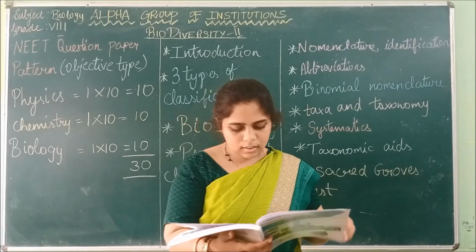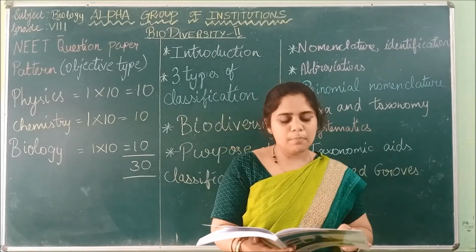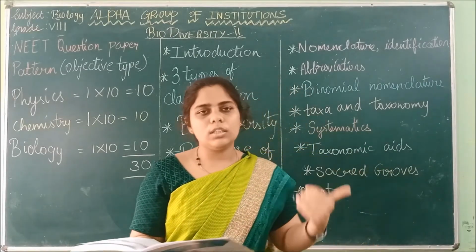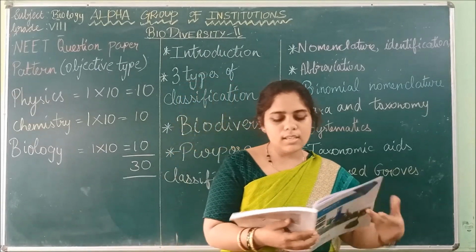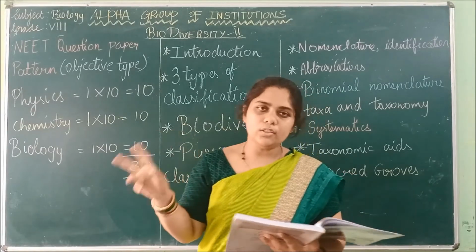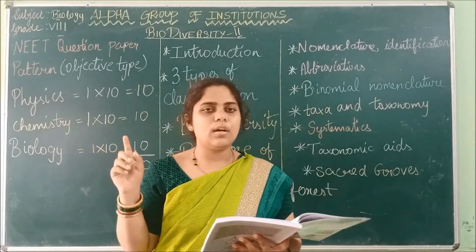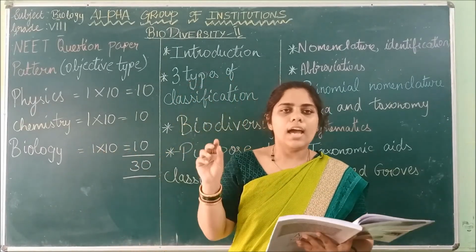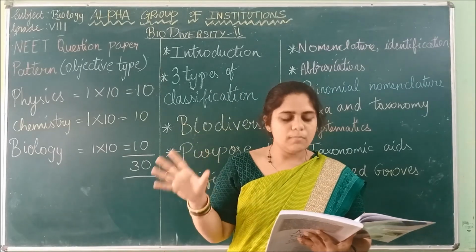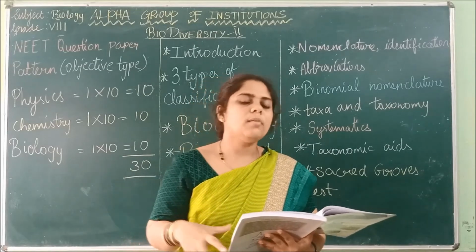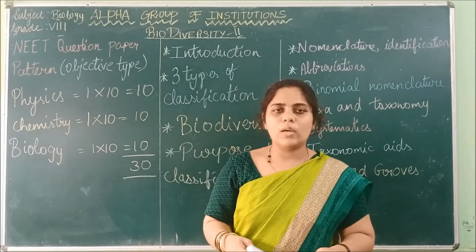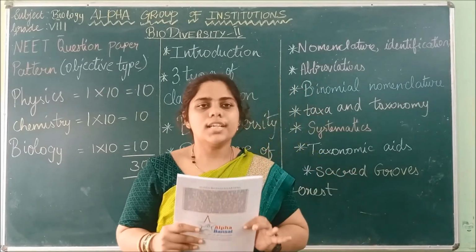learn all the one-words page by page. Here I have said all the possible one-words. And finally, one more thing is about sacred groves. So only 2 points are there under sacred groves. One is it is present in Meghalaya, and it is very rich in biodiversity. So both these points you should learn. So these are the possible one-word questions that can be asked in your NEET test.